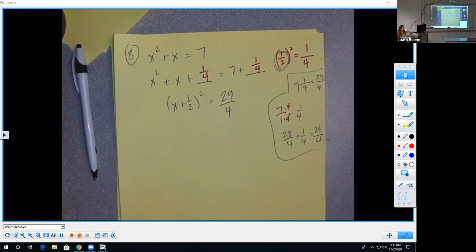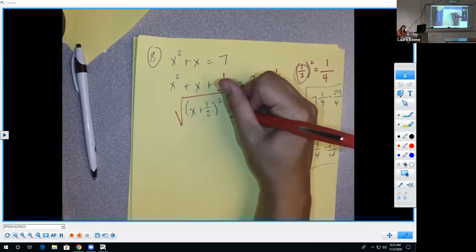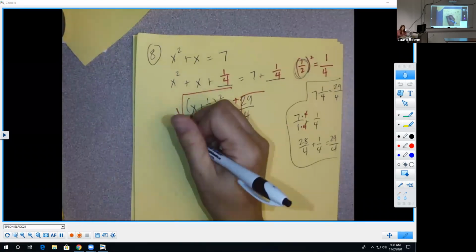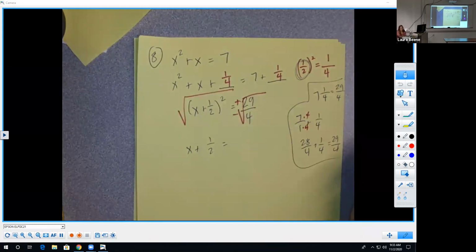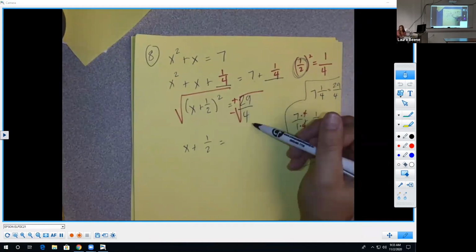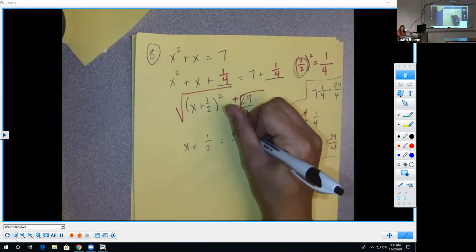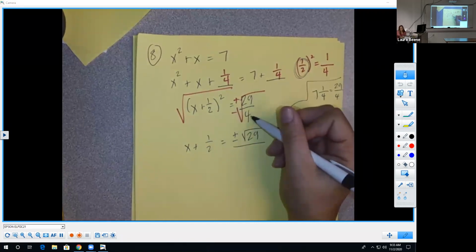From there, how do you solve for x? Square root both sides. Don't forget your plus or minus. So I'm left with x plus 1/2 equals, take the square root of the top, take the square root of the bottom. Can you take the square root of 29? No, so it's just plus or minus the square root of 29 over, what's the square root of 4? 2.